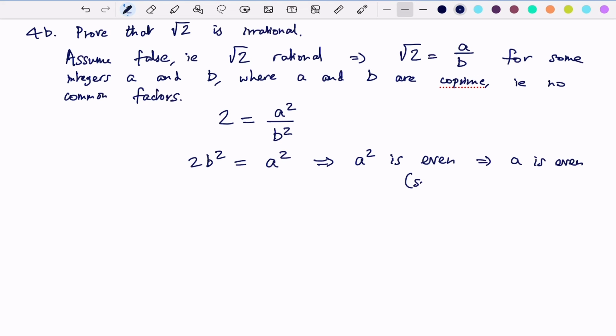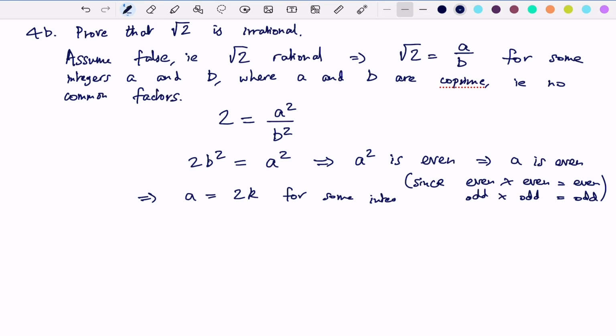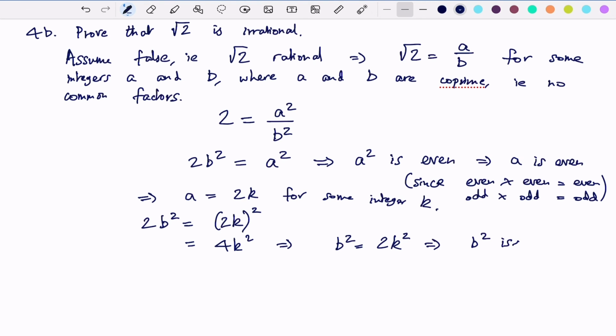And if a squared is even, then a must be even. And that's using that an even number times an even number is even, and an odd number times an odd number is odd. So if a is even, then we can write a equals 2k for some integer k, and plugging that back into our expression above, we get that 2b squared equals 2k all squared, i.e. 2b squared equals 4k squared, and dividing both sides by 2 gives b squared equals 2k squared, which is exactly what we had above, but for a. So we can conclude that b squared is even, and therefore b is even.